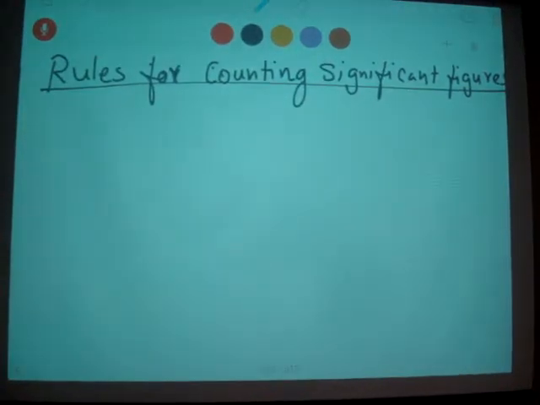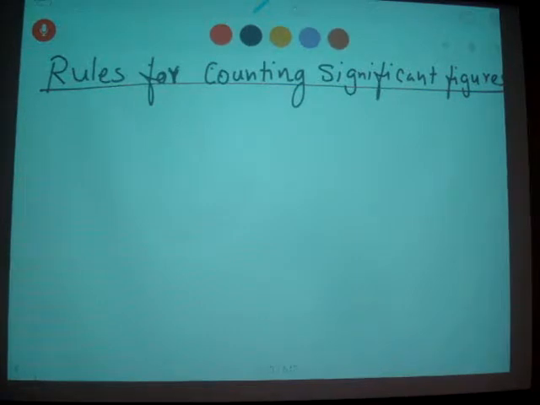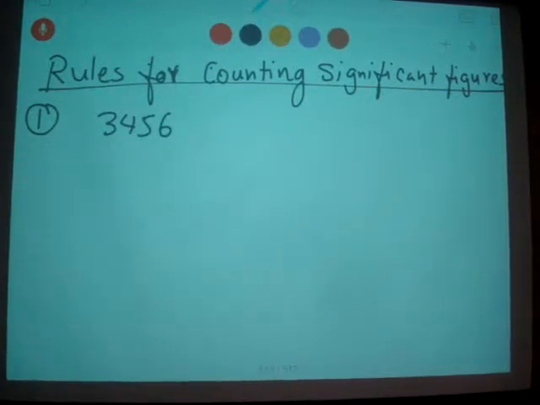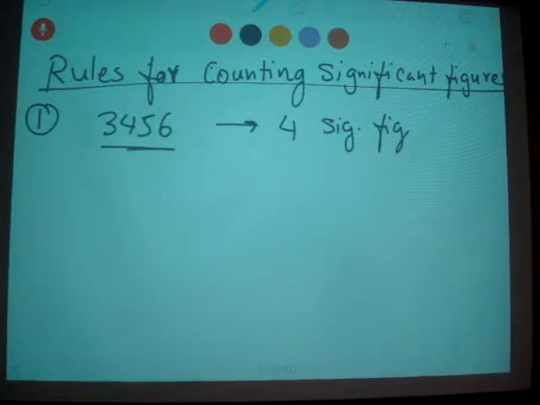Now we are going to start with counting significant figures. Let's say I'm going to give you an example and then define rules. So we have this measurement, 3456. Now in this number there are no zeros, right? So that means we can say this one has 4 significant figures. Why? There is a rule for that.